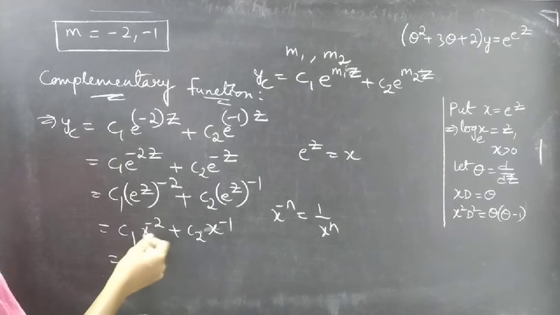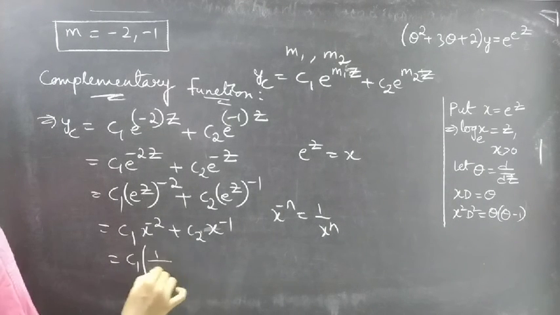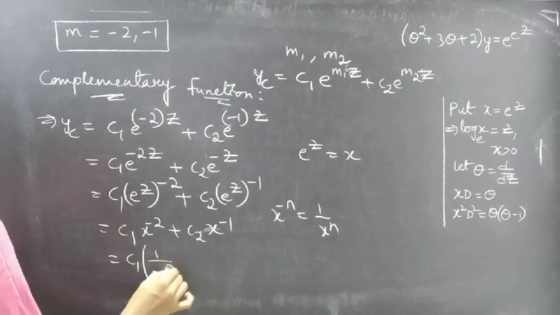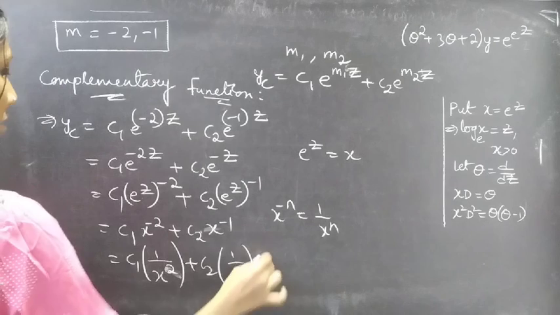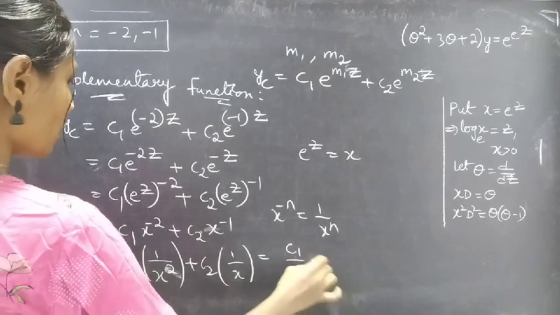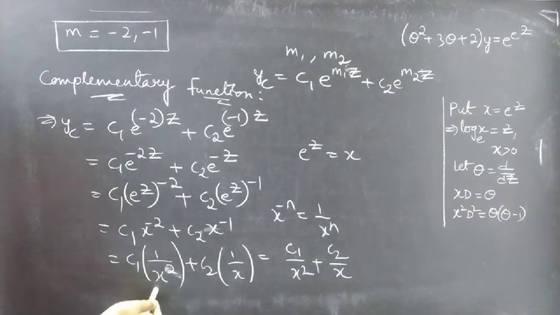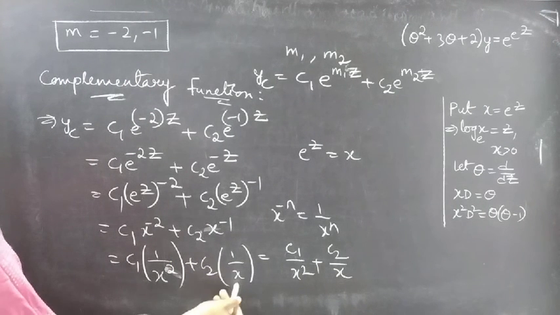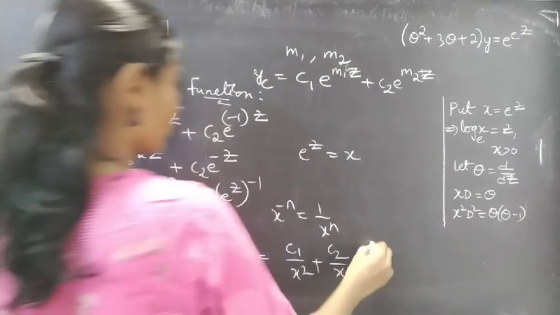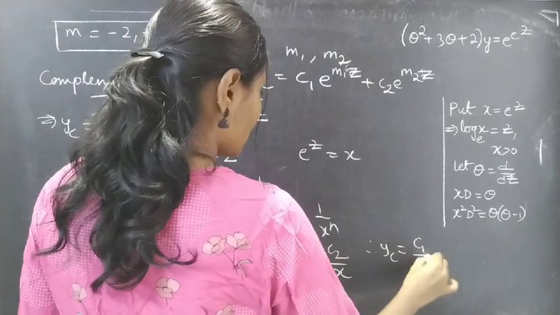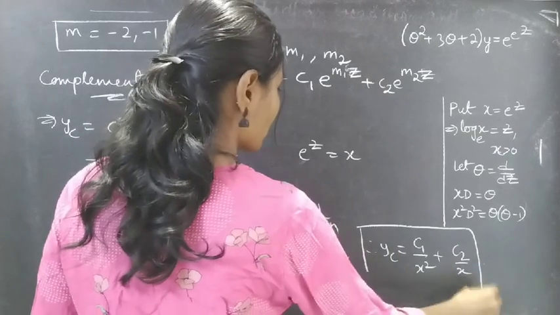Then we can write x power minus 2 as 1 by x square plus c2 into, write x inverse as 1 by x. This equals c1 by x square and c2 by x, right? c1 into 1 by x square is c1 by x square and c2 into 1 by x is c2 by x. So we got yc now. Therefore yc equals c1 by x square plus c2 by x.